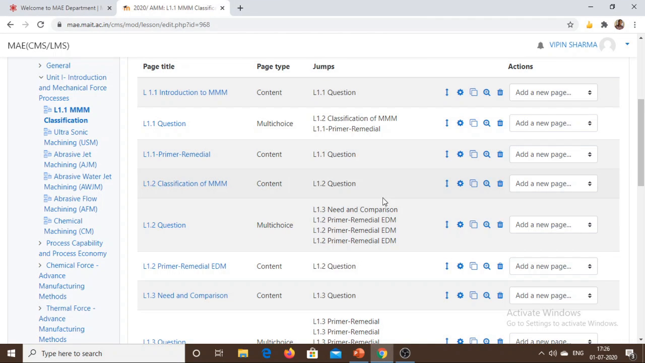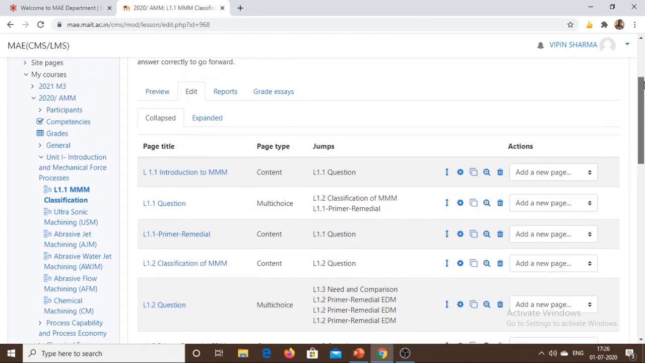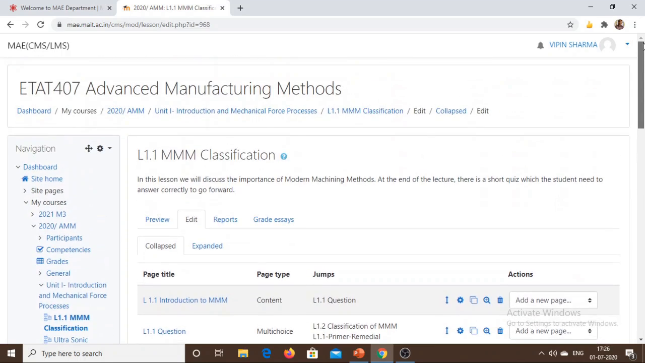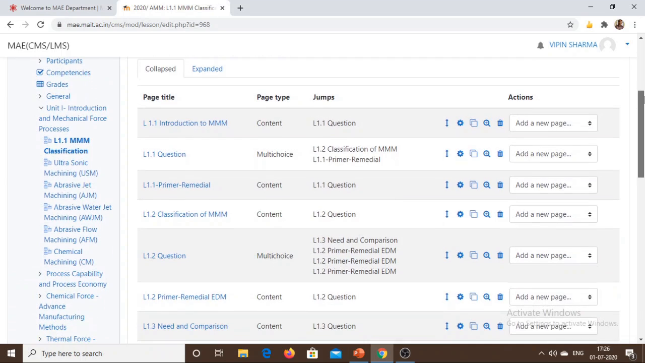Okay, so based on this, I have made some content and lesson combinations for the first lesson of the unit. This is written as lecture 1.1, the first topic of lecture 1, which is the introduction to modern machining concepts. When this lesson is completed, the student will be taken to the question part. Here is the question. The question is a multiple choice question which has two choices.